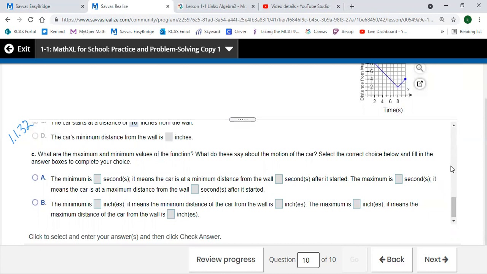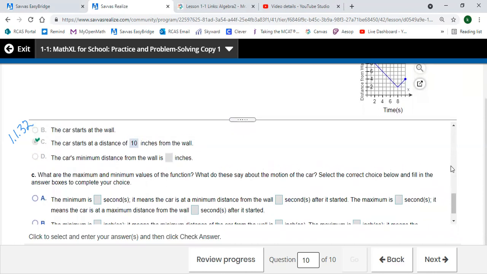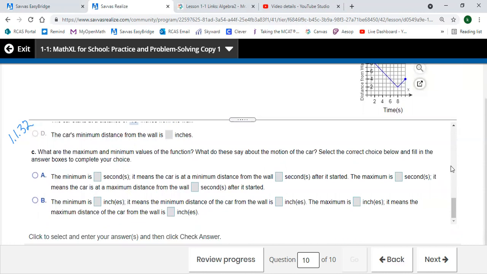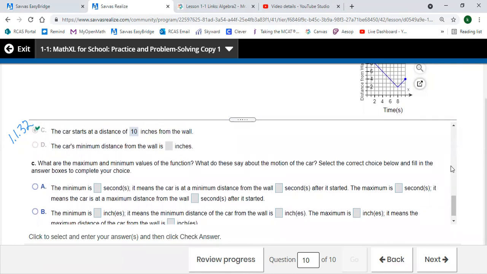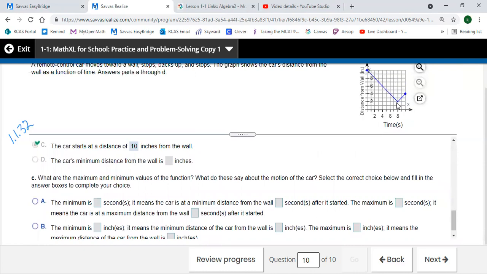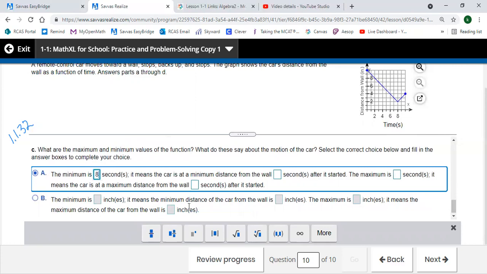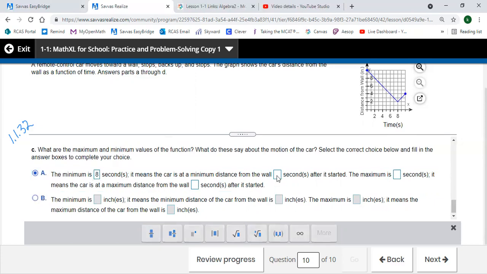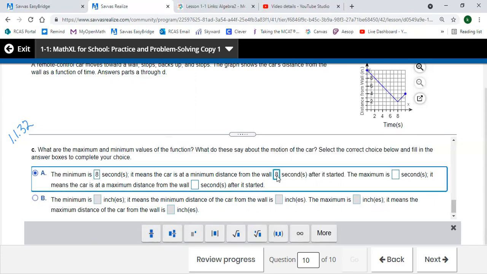All right, keep going here. We'll get to the end on here sooner or later. We're on part C, is it? What are the minimum and maximum values of the function, and what do they say about the motion of the car? So I would say the minimum is talking about this low point right here, and at 8 seconds, the car is 2 inches from the wall. So at the minimum value, 8 seconds, it means the car at a minimum is at a minimum distance from the wall. That was 8 seconds, right?